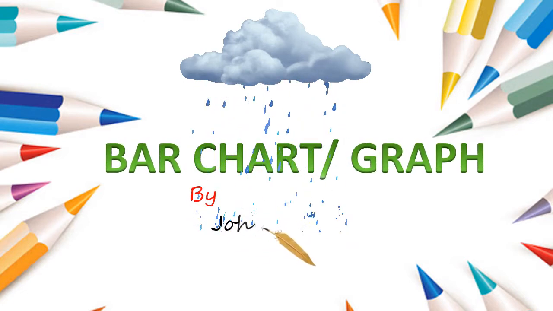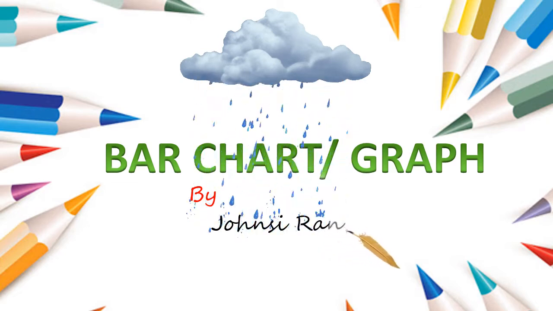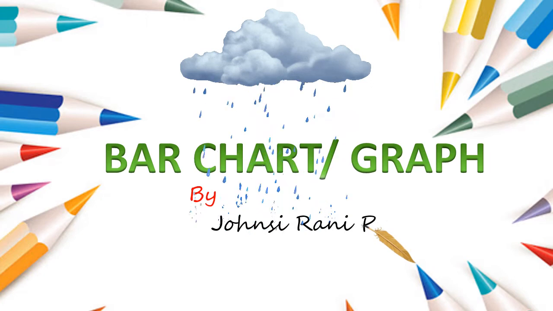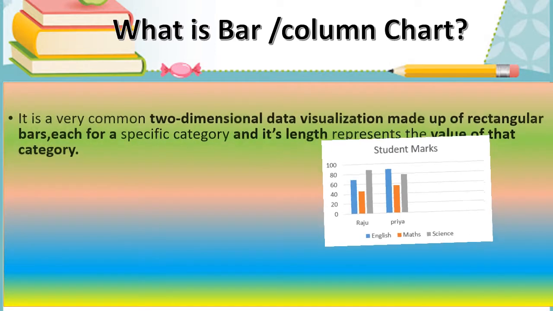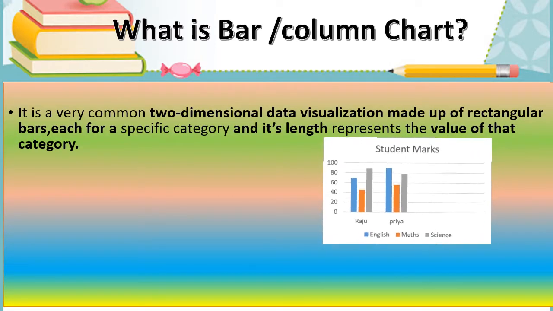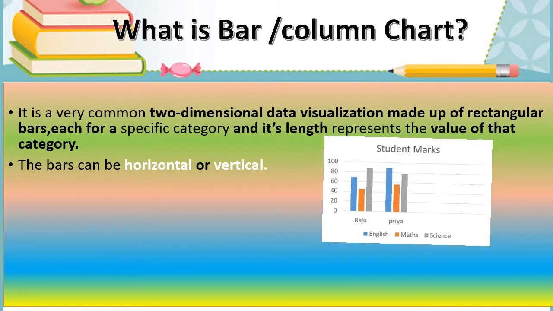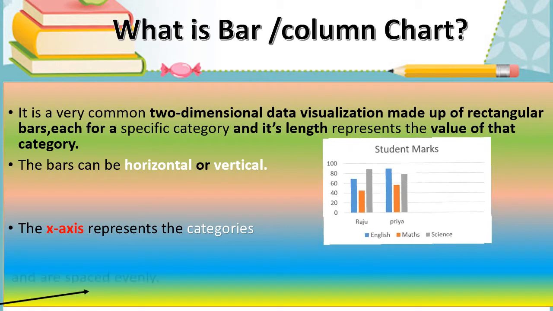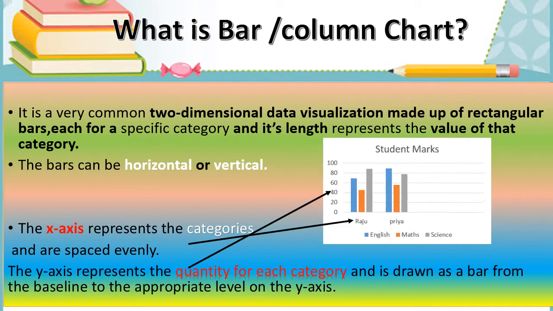In this video, we are going to see about the bar graph. It is a two-dimensional data visualization graph, and it is made up of rectangular bars, and each bar represents a particular category, and the length represents the value of the category. The bar may be in a horizontal or a vertical form, and the x-axis represents the category of a graph, and here the categories are Raju and Priya, and the y-axis represents the quantity for each category.